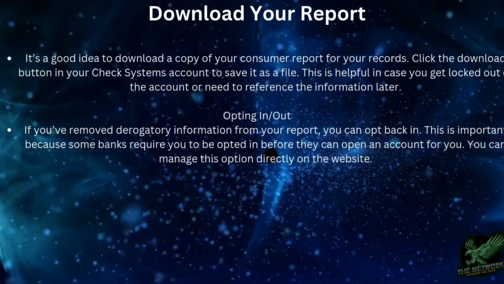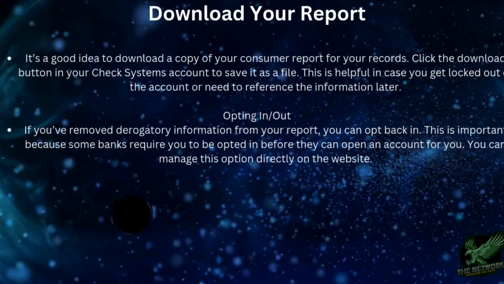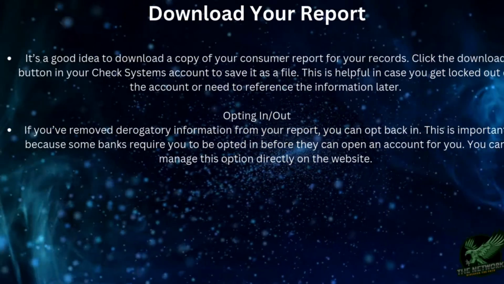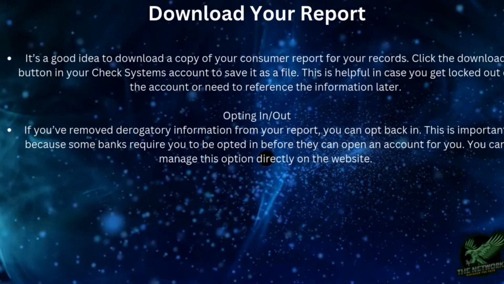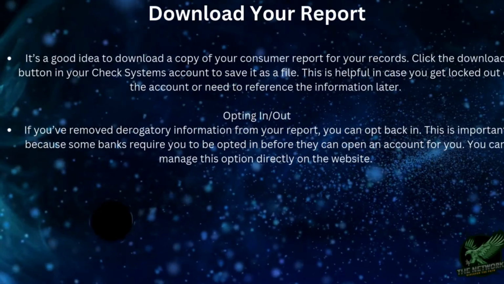So, opting in and out. If you've removed derogatory information from your report, you can opt back in. This is important because some banks require you to opt in before they can open an account for you. You can manage this option directly on the website. So if you opted out of ChexSystems while you were doing a dispute, you need to get back in your account and opt in before you go and apply for a new bank account.